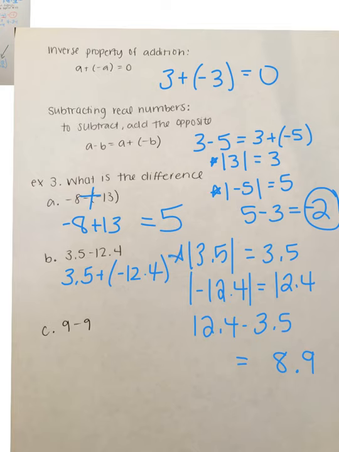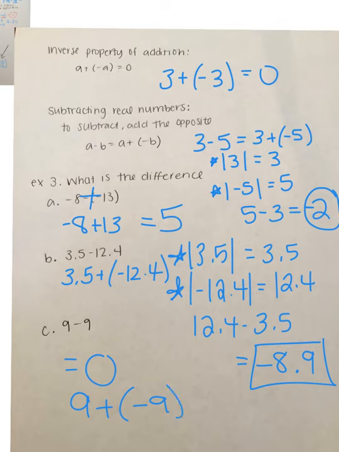And then I'm comparing signs here, right? 12.4 is bigger than 3.5 and it has a negative, so then this is -8.9. 9 minus 9. Hopefully you got that to be 0. You could write it as 9 plus -9 and solve it out that way if you so choose.